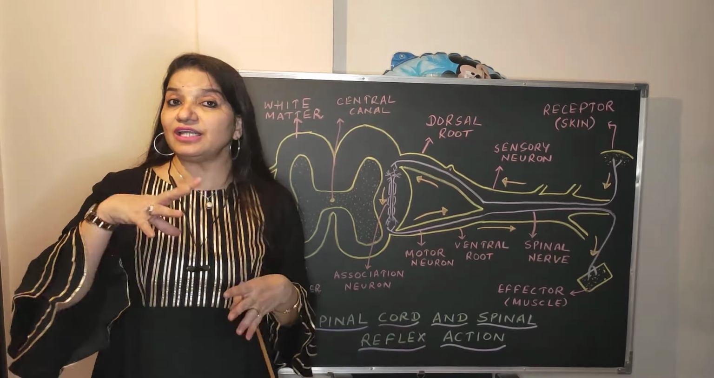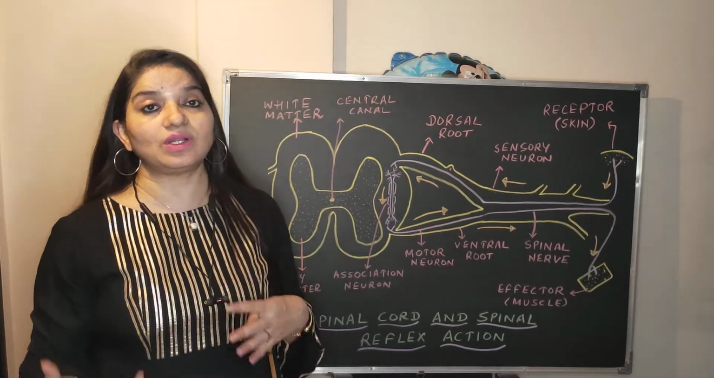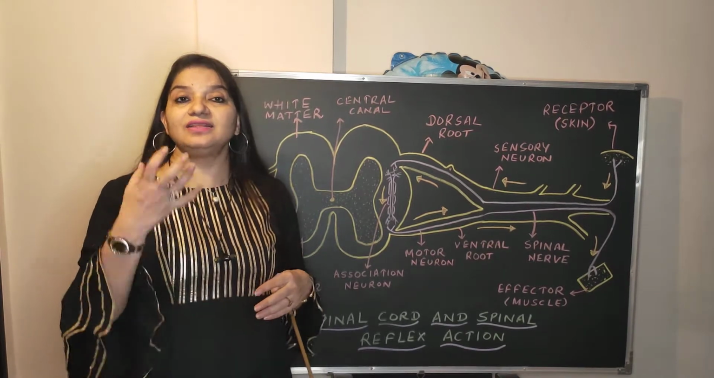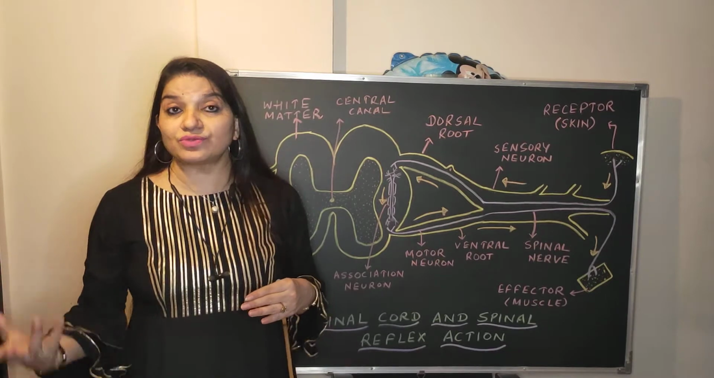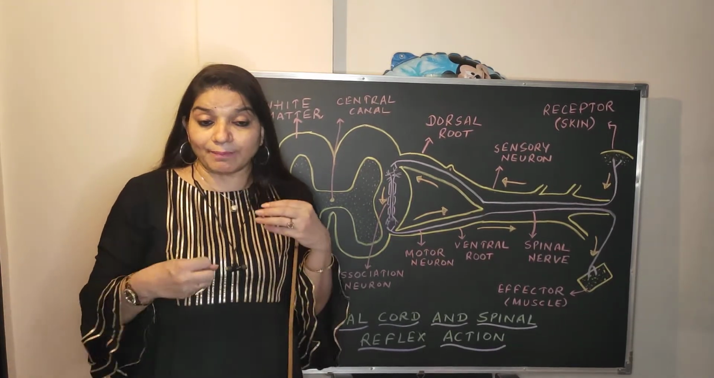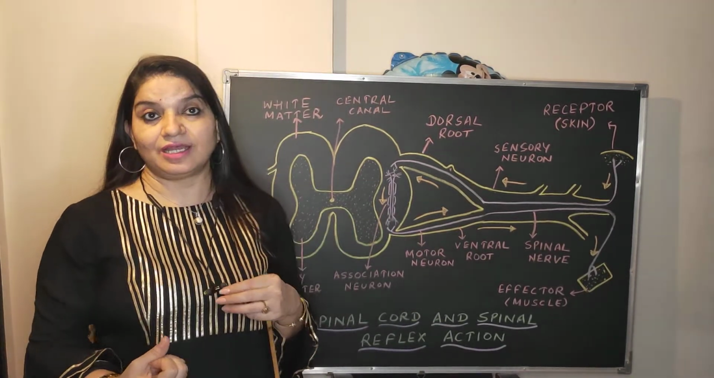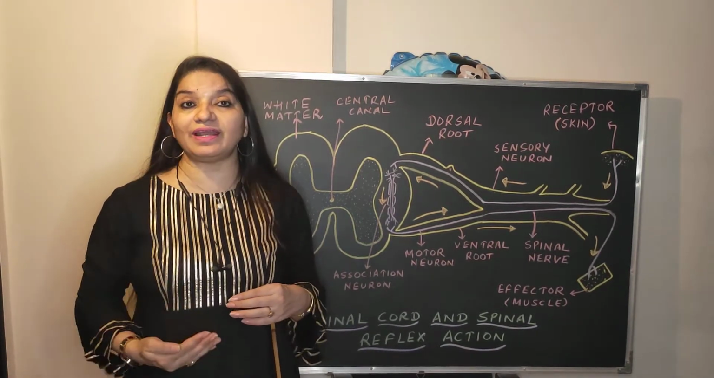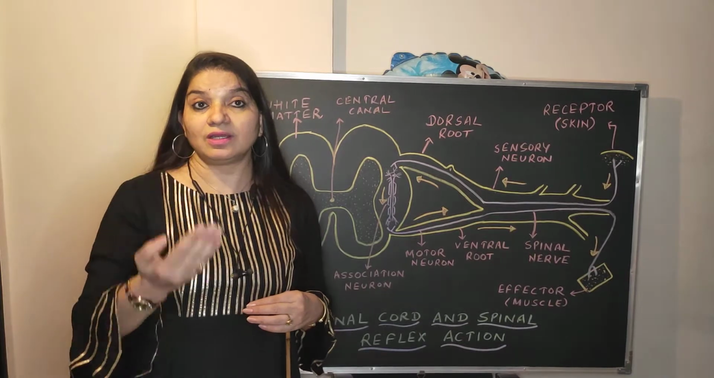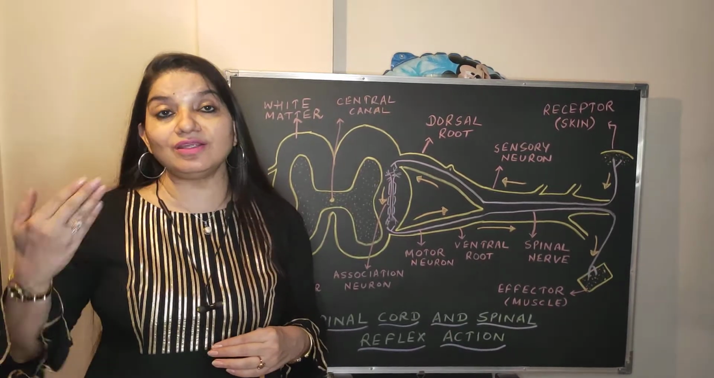And second is the conditioned or acquired reflexes. What are conditioned or acquired reflexes? These are the reflexes for which we require prior training. We are being taught all these reflexes. There was a scientist, Pavlov. He did a conditioned reflex experiment on a dog. So there was Pavlov's experiment for conditioned reflexes.